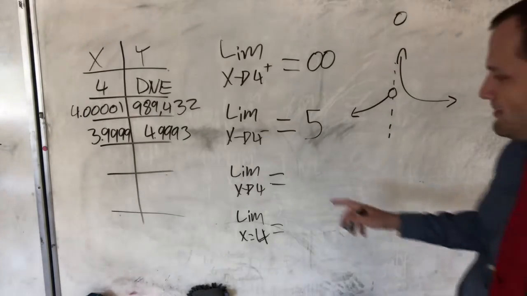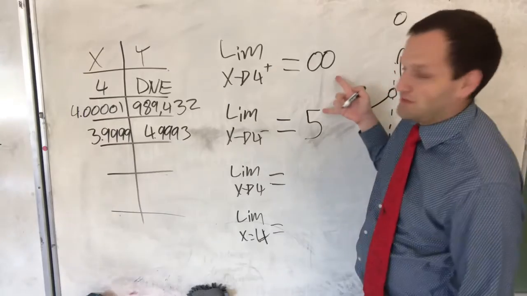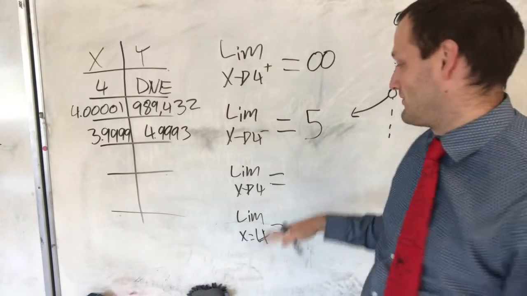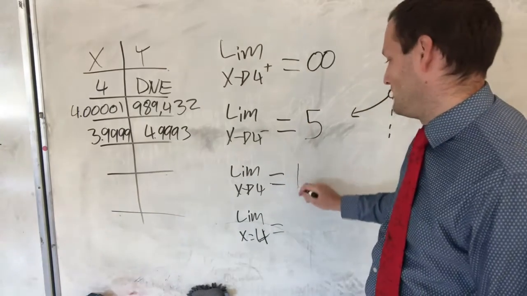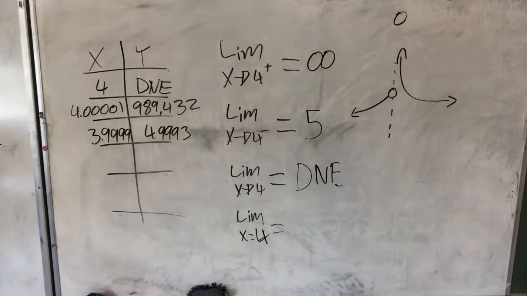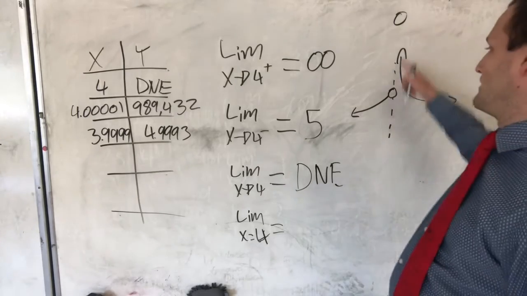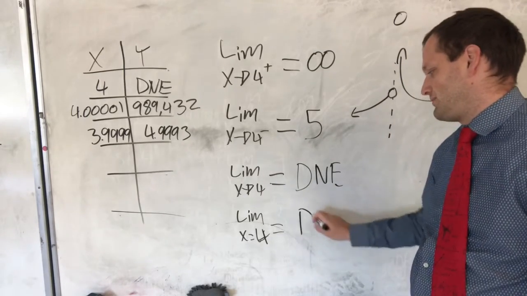So what is the limit as x approaches 4? Are our positive and negative limits the same? They are not. So do we have a limit at 4? We don't. Do we have a limit at x equals 4? We do not, because there's no actual value there.